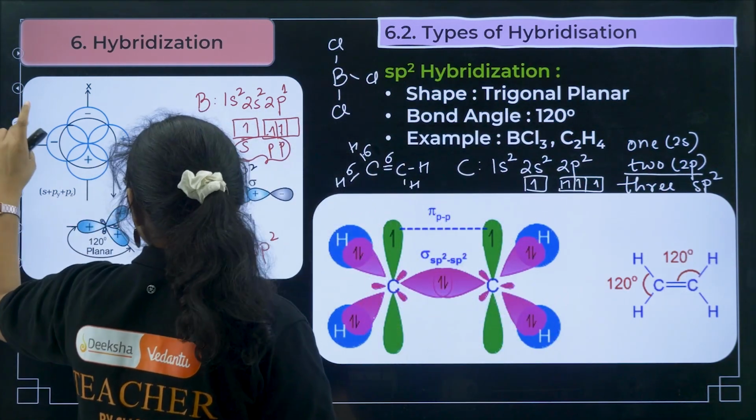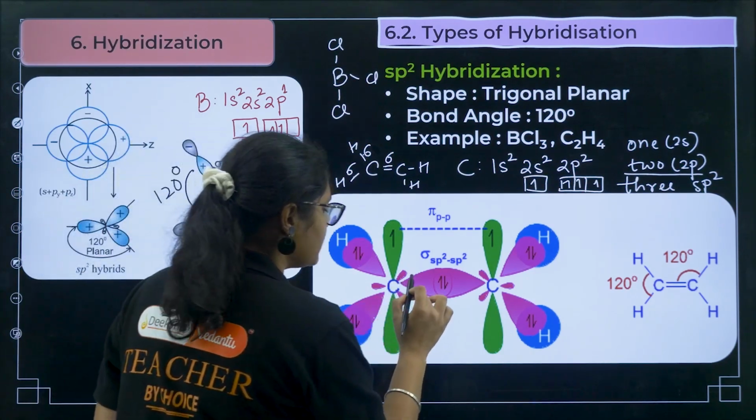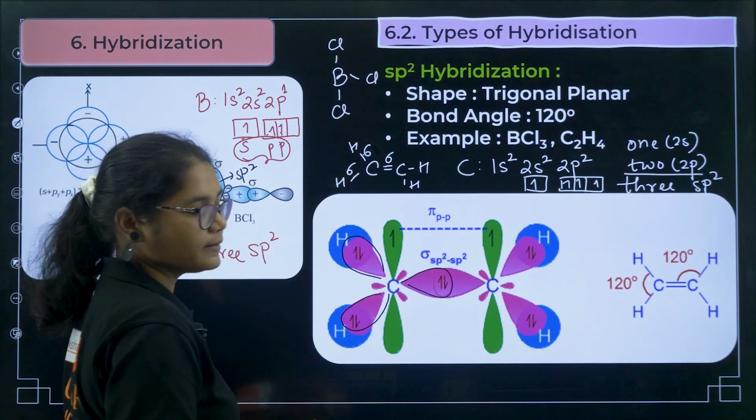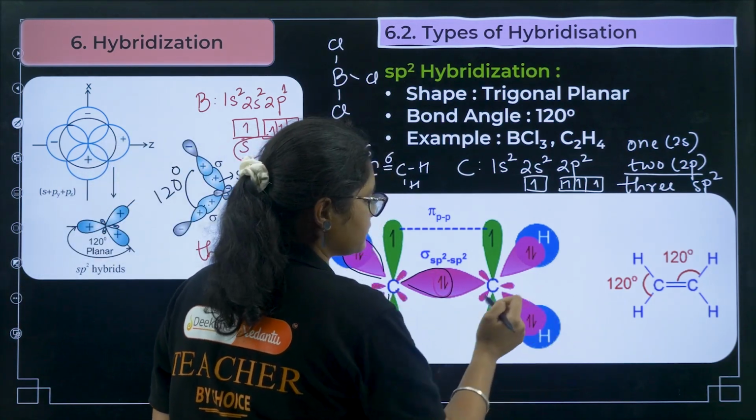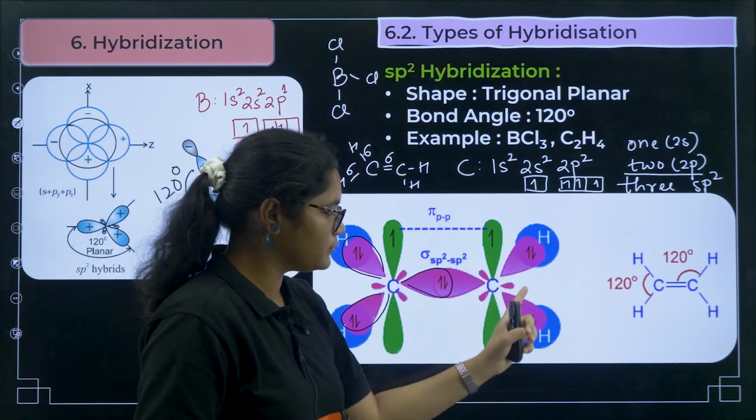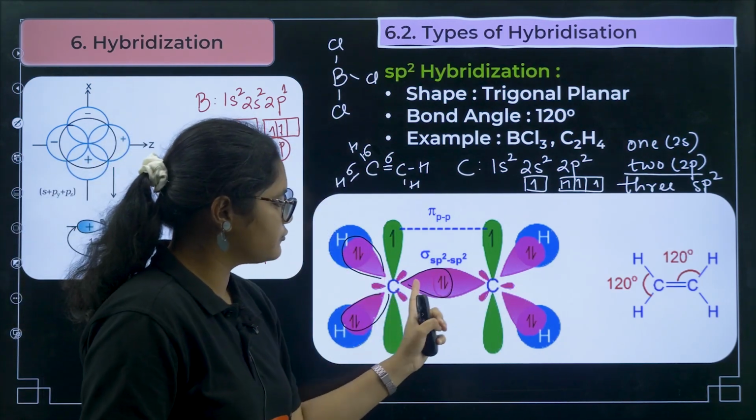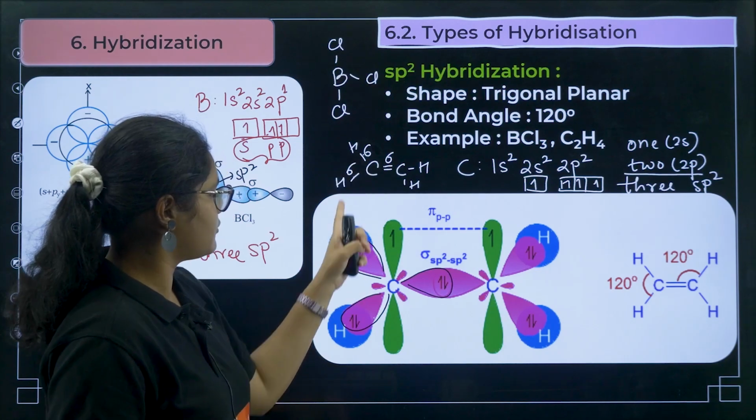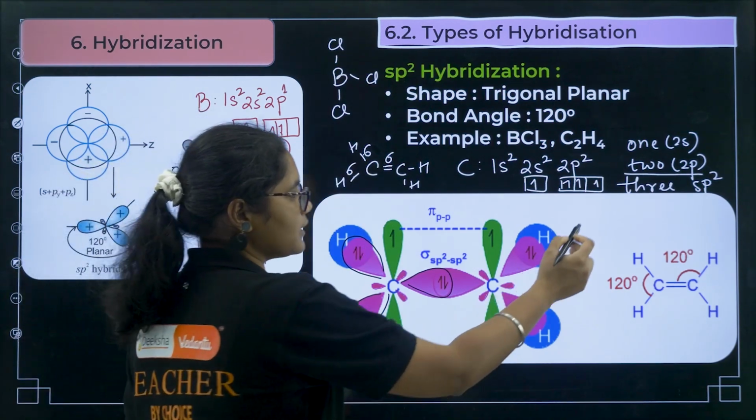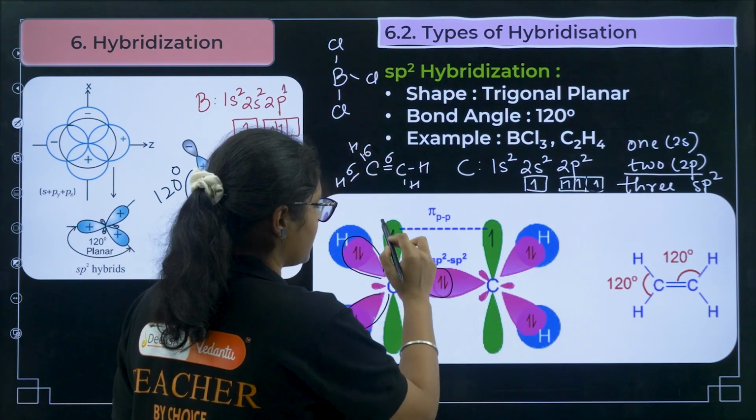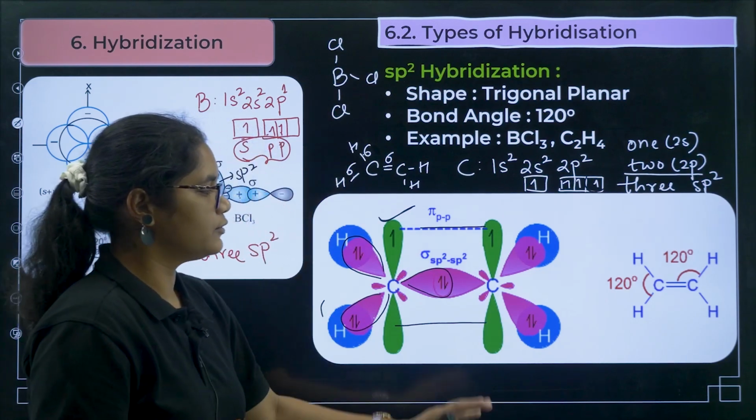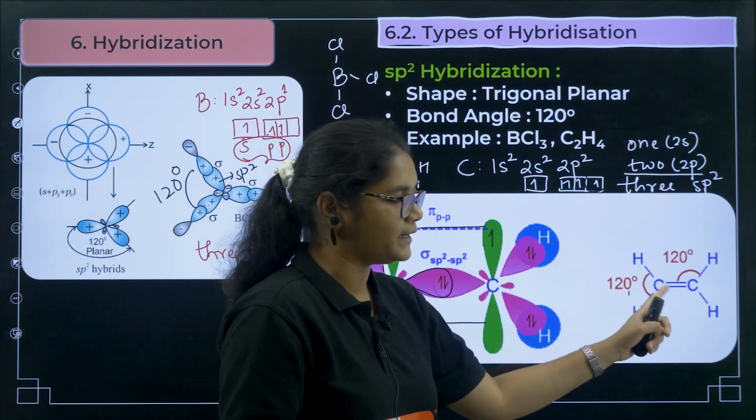Now if you see, carbon has one sp2 orbital here, this is one sp2 orbital and this is another sp2 orbital. Similarly, this carbon is also having 3 sp2 hybrid orbitals. If there are 3 sp2 hybrid orbitals, one is used to form a sigma bond here, another is used to form a sigma bond with hydrogen, and another is used to form a sigma bond with hydrogen. Now there is one more unhybridized p orbital. The unhybridized p orbitals of the 2 carbons form a pi bond here. And the bond angle, if you see, is 120 degrees.